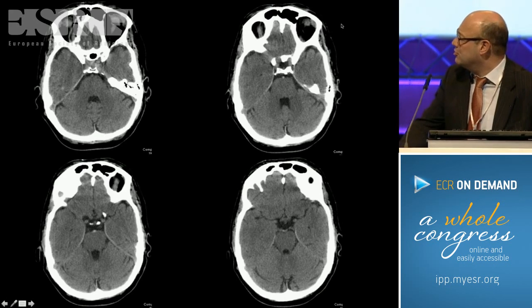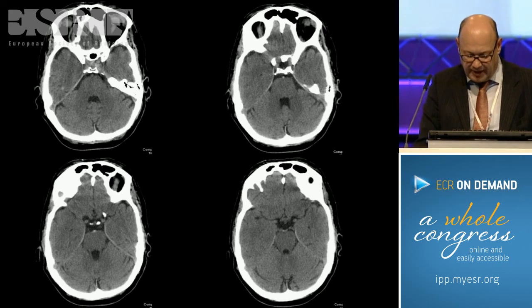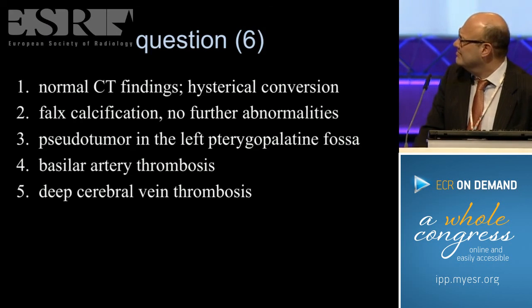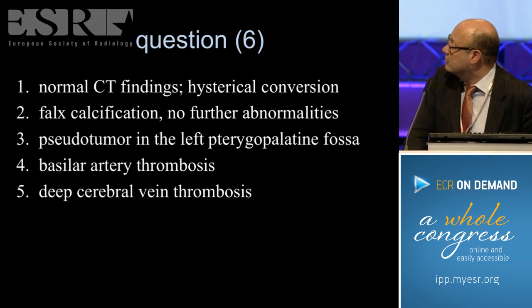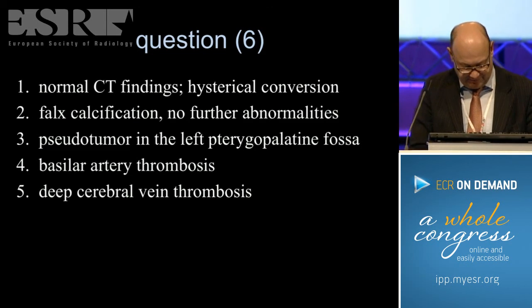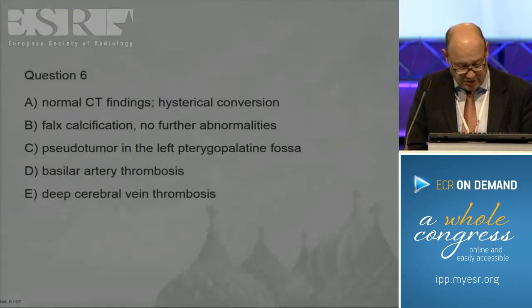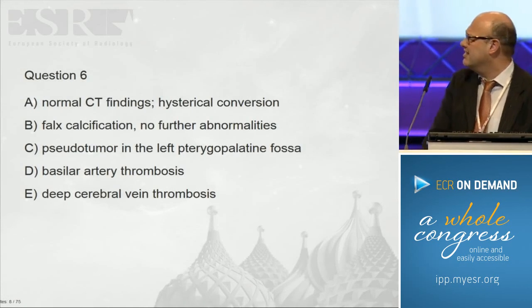Okay, so I show you 4 slices at the level of the posterior fossa. My question to you is, are we dealing with normal CT findings? Do we have to deal with a hysterical woman? There's a phalanx calcification, no further abnormalities. Is there a pseudotumor in the left pterygopalatine fossa? Or do we deal with basilar artery thrombosis? Or again, are we dealing with a deep cerebral vein thrombosis? It's time for you to vote, but I will show you the images again.